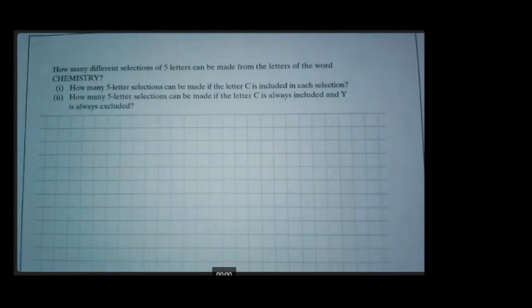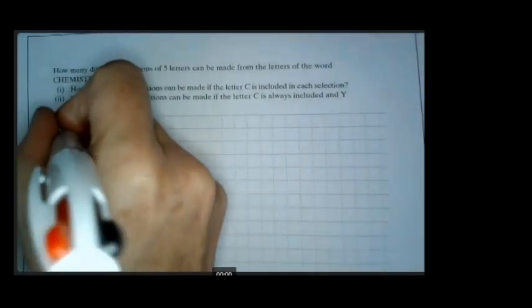Okay, let's take a look at this question. How many different selections of 5 letters can be made from the letters of the word chemistry? Okay, so that's the first part. So let's answer that straight away.